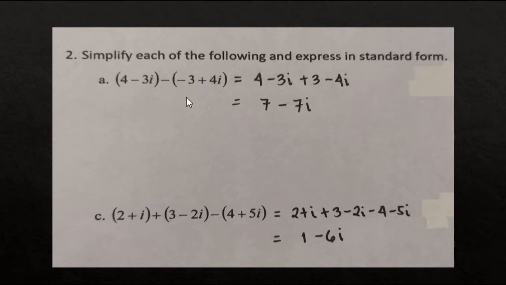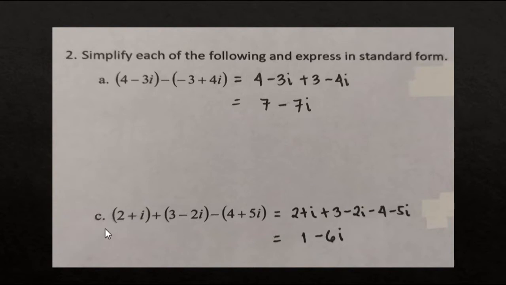So, copy the first term. We have 4 minus 3i. Then, minus times negative 3, that is positive 3. Then, negative times positive 4i is negative 4i. Then, we can simplify this. 4 plus 3 is 7. Then, negative 3i minus 4i, that is negative 7i. So, this is in the standard form already. So, the answer is 7 minus 7i.